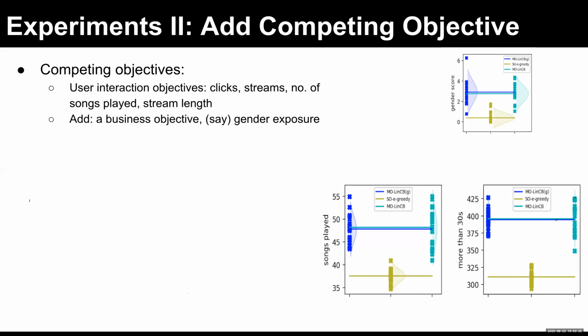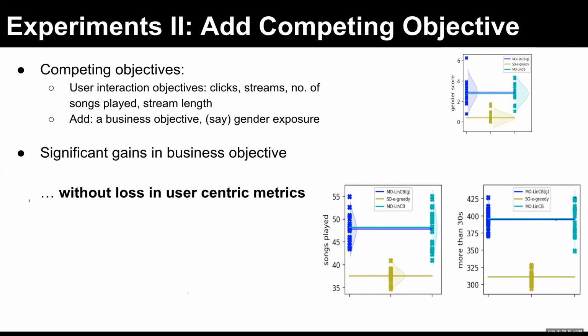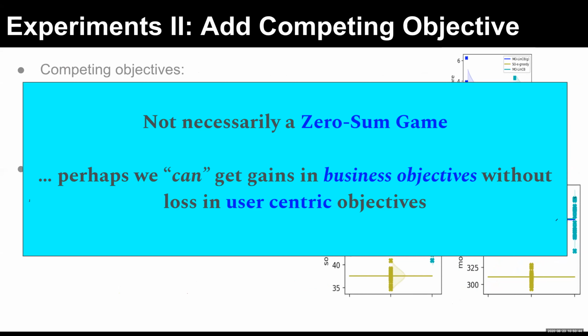So what if we add a competing objective here? If we add a business objective, let's say gender exposure, so we pick a subset of artists and we want to expose them more, then some of these results indicate that we can get significant gains in the business objective without hurting user satisfaction metrics. Now, this is a very important point. If you're a product owner and you have to take away one thing from the tutorial, I think it should be this: it need not be a zero-sum game. When we try to optimize some business objectives, maybe we can get gains without losing user-centric objectives.